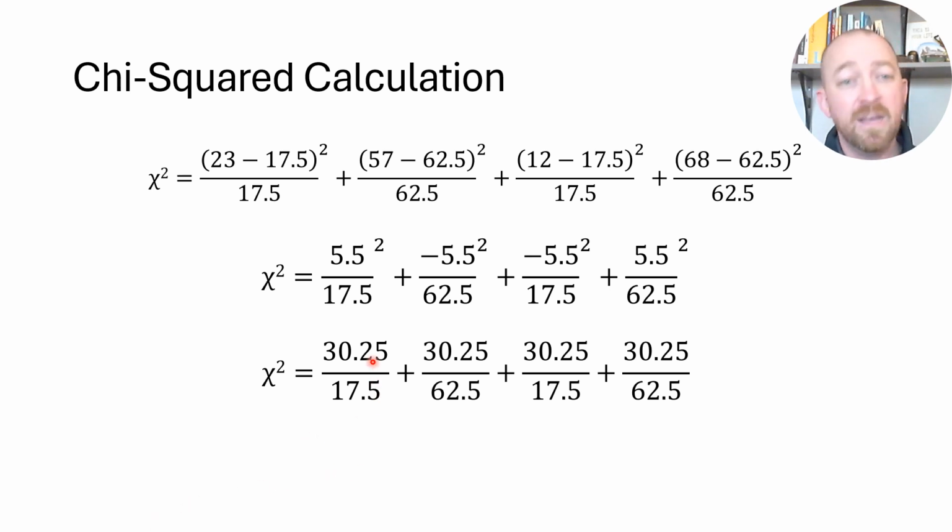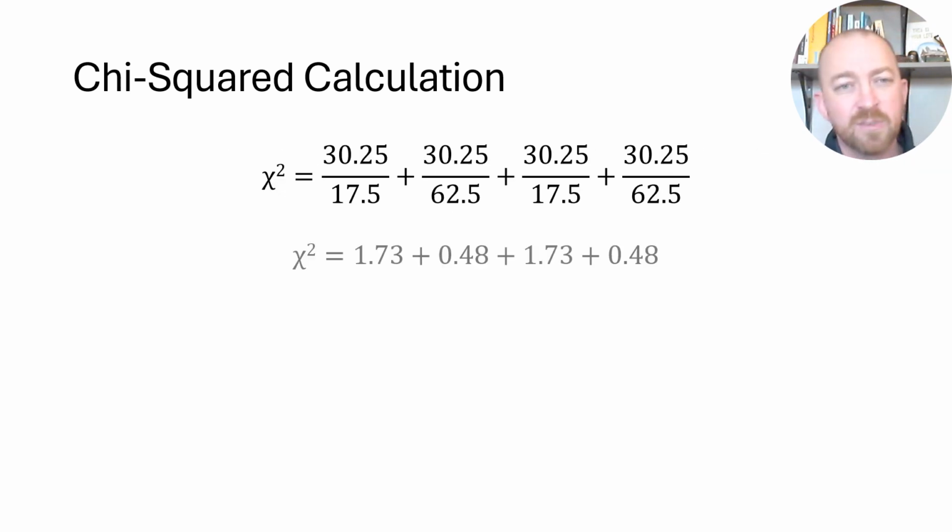Okay, now of course what we do is we divide, and we have different denominators, so why don't we divide first and then we'll add across so that we don't mess anything up. That of course looks like this. 30.25 divided by 17.5 is 1.73, and of course we do that twice. We don't need to do it again over here. We'll just plug in the value. 30.25 divided by 62.5 is of course 0.48. I've rounded ever so slightly, okay, but that's all right. And of course we just add those across and we get a total chi-squared value of 4.42.